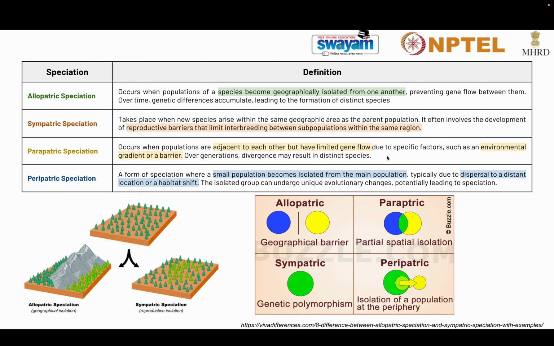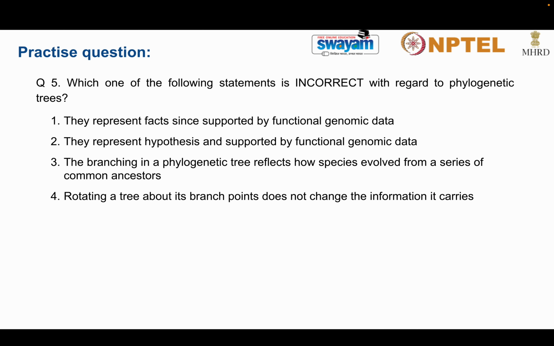So this is all about the speciation categories and their definitions. I hope now you have got clarity regarding the different types of speciation events. So let's move to the next question.